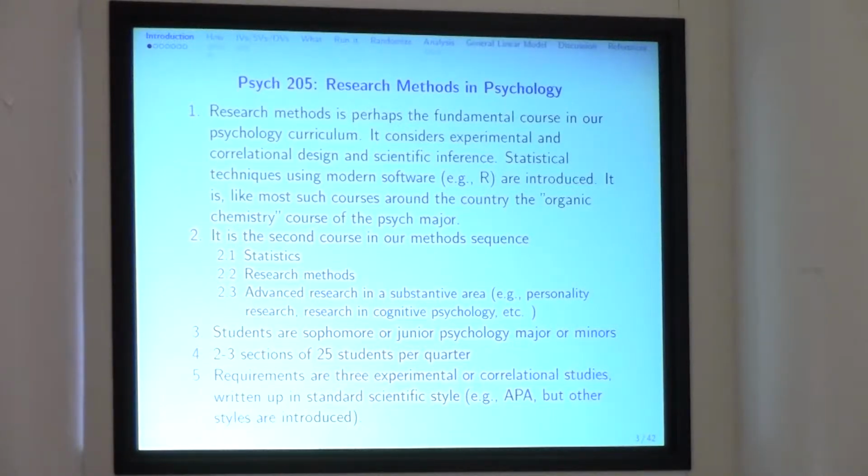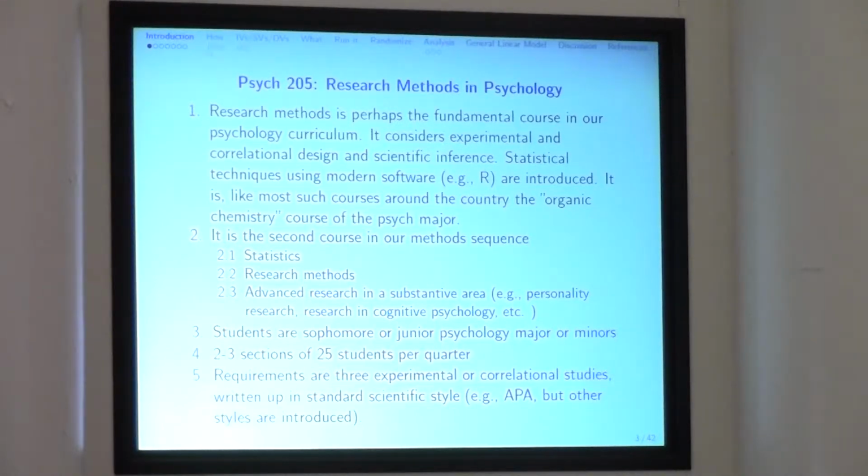It's the second course of a three-course sequence, going from statistics to methods to applying methods in some substantive area. And as an example of how important this course is, a prior version of the course, I didn't teach this version, Chip Reichart took 205 from Ben Underwood and became a psychology major as a consequence. So it has that effect on you.